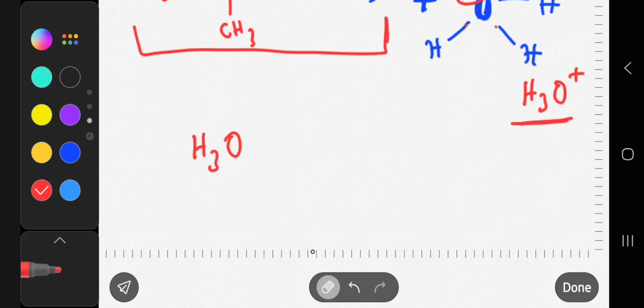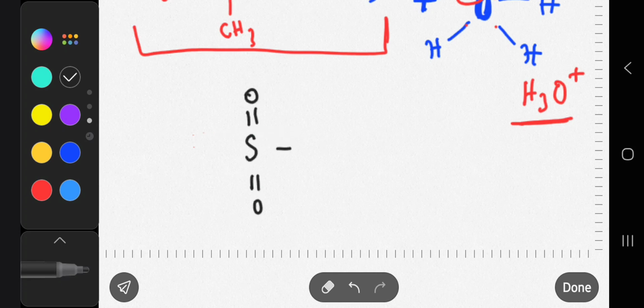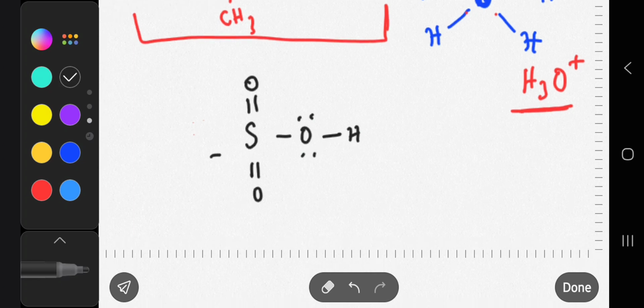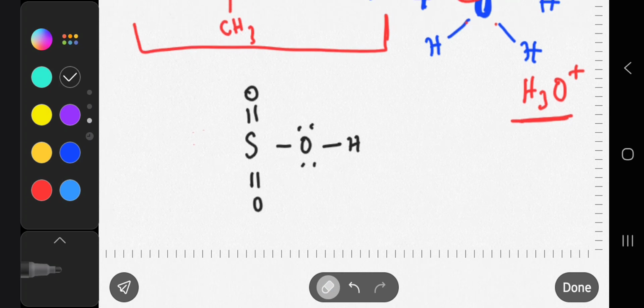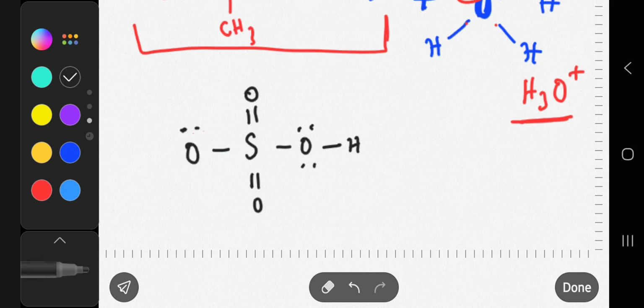Now, before I show you that, you need to know that this is sulfuric acid. Sulfuric acid is represented this way. This is sulfuric acid. There's an oxygen here. I just want to show you how we came about H plus, okay?